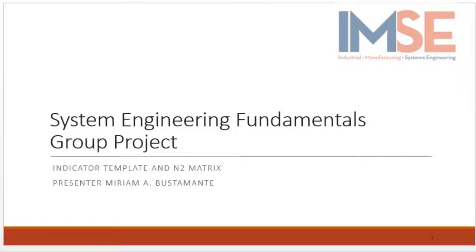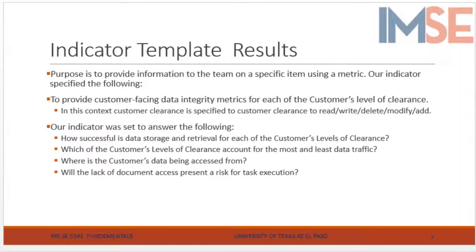Hello, my name is Miriam Bustamante, and today I will be presenting the indicator template and matrix for our Systems Engineering Fundamentals group project. Our indicator template's purpose is to provide information to the team on a specific item using a metric. Our indicator template specifies the following objective: to provide customer-facing data integrity metrics for each of the customer's level of clearance. In this aspect, clearance is related to permission to read, write, delete, modify, add, view, etc.